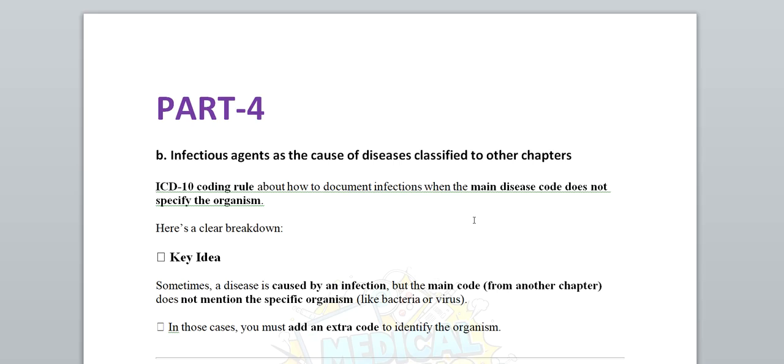Over the last one or two weeks, there have been many openings for ICD coding. Many interviewers and companies ask about ICD, so be focused on ICD.